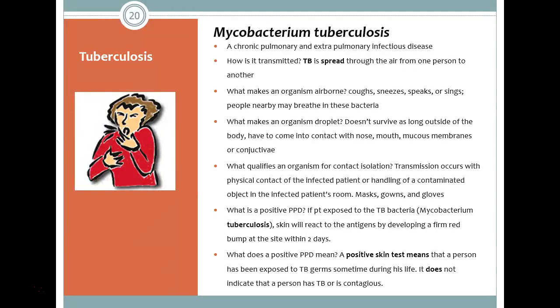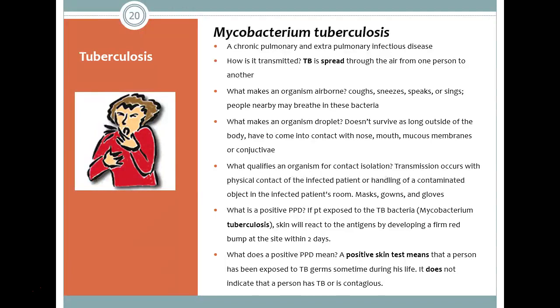So what makes an organism droplet versus airborne precaution? Droplet precaution is when the bacteria doesn't survive long outside of the body. That means it literally has to come in contact with someone else's nose, mouth, mucous membranes, or conjunctiva to spread the bacteria. Airborne literally means that the bacteria is strong enough to survive in the air, and therefore all patients breathing the same air will be at risk for catching that bacterial infection.